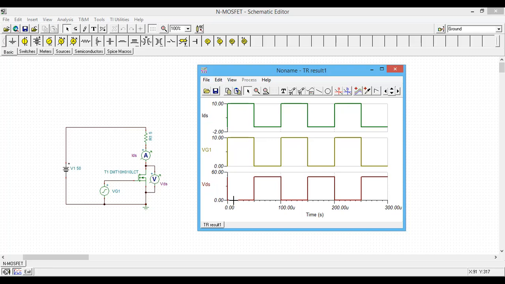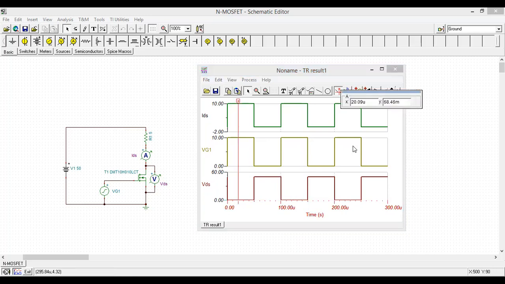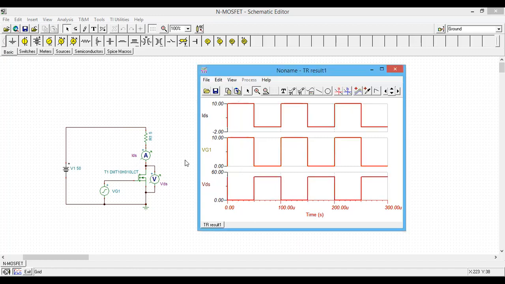You can see when it is turned on, this voltage is nearly 0. 60.46 millivolts voltage drop at 10 amperes. So you can calculate the power dissipation across the MOSFET. What I want to show you is dynamic losses. Dynamic losses are, so you have to just zoom it out. Right, I will zoom this one a bit.